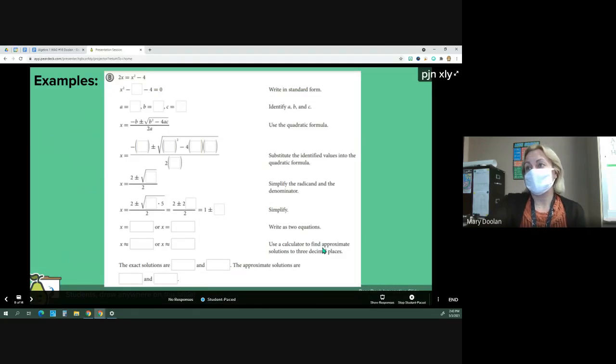So this is what we're going to practice on this slide. Okay, so I'm going to turn off student pace so everyone's on the same slide. And this is the equation that we're going to solve. 2x equals x squared minus 4.